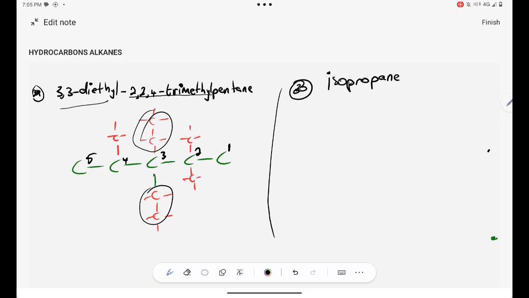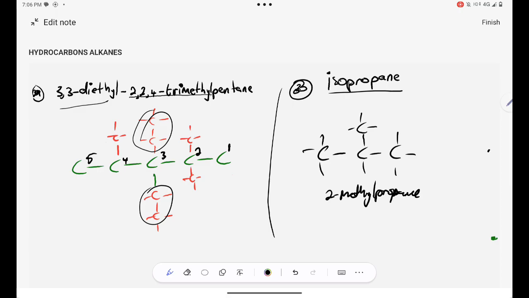Okay, now let's go to the last one, isopropane. The last one, guys, is just isopropane. Excuse me. Isopropane is like this. It's just methyl propane. There's no other type of 2-methyl propane than this one. Are you together? The IUPAC name, you can write isopropane, you can write 2-methyl propane. You can also write methyl propane. That's up to you.